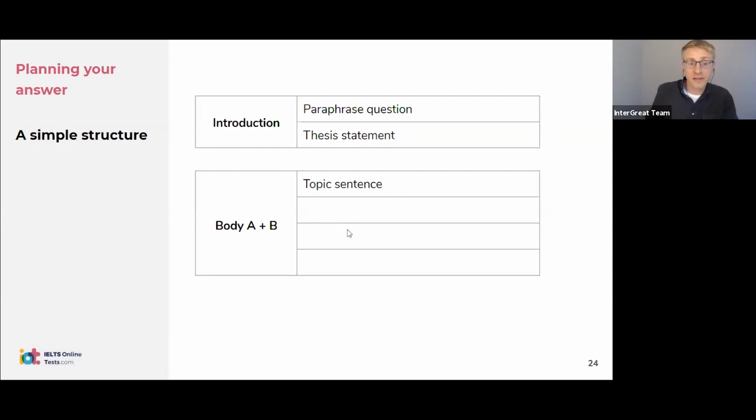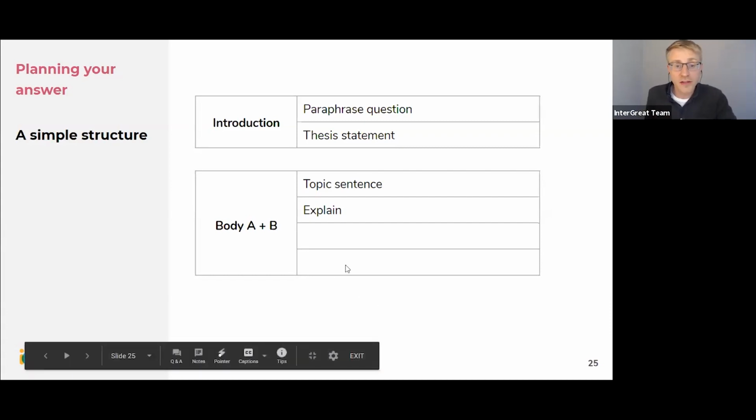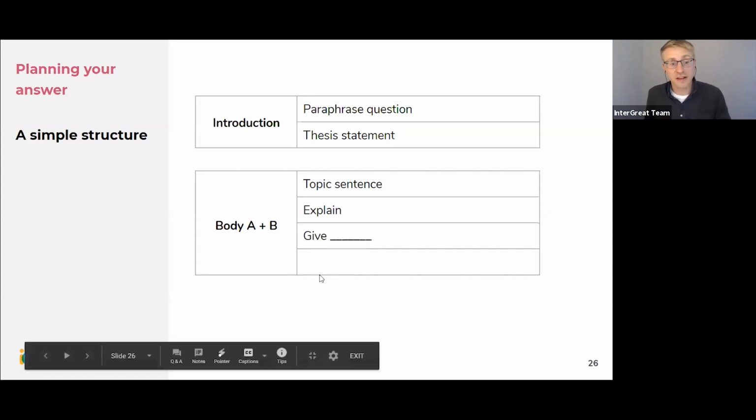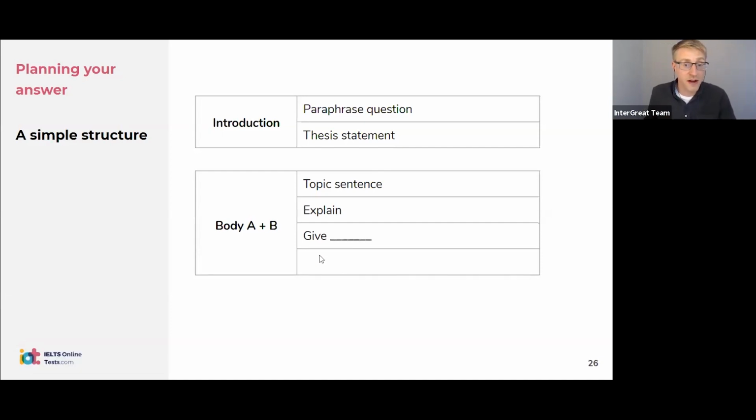Second part of your body paragraph, you will need to explain your topic sentence. So give some reasons, give a justification, elaborate exactly. Okay. The third part, we want to give something to support. Exactly, Mohammed. We're going to give an example to support our main point.